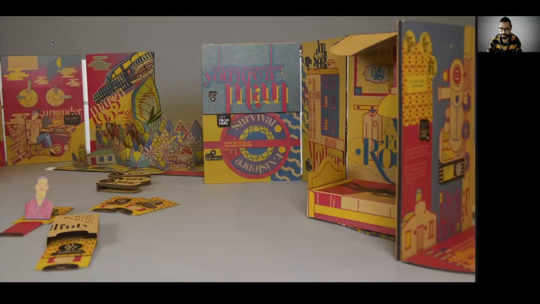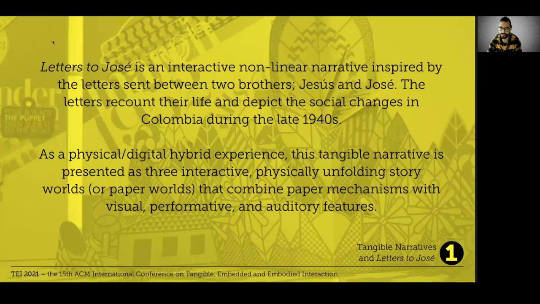If we're going to talk specifically about Letters to Jose, this picture shows some of the panels, some of the paper worlds, as we like to call them. Letters to Jose is a nonlinear narrative inspired by a group of letters that Jesus, who used to be my grandfather, and his brother Jose wrote to each other during the late 1940s. It has a hybrid experience in the sense that it mixes both physical and digital means.